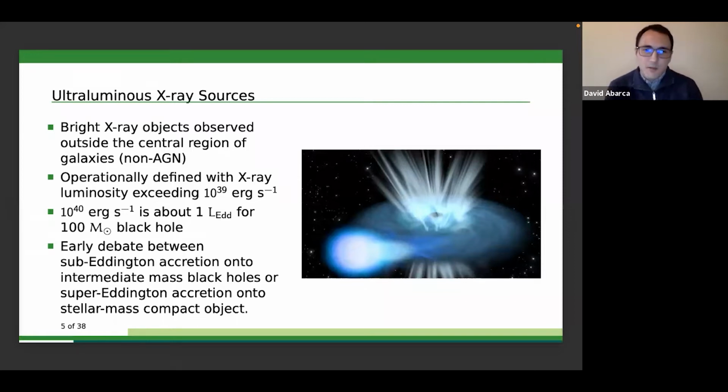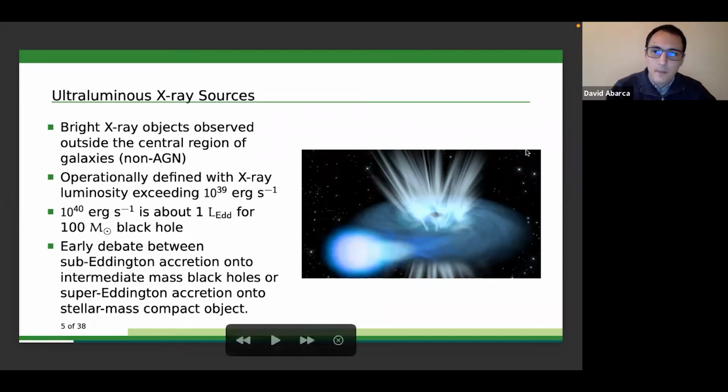So if you think about the definition of the Eddington luminosity, and you take a 10^40 erg per second source, you might say that you have a 100 solar mass black hole accreting at 1 Eddington luminosity. And that was an early idea for what these objects were. A competing idea was that instead of just having sub or 1 Eddington accretion, we have super Eddington accretion onto a stellar mass compact object. This was suggested by King, I think.